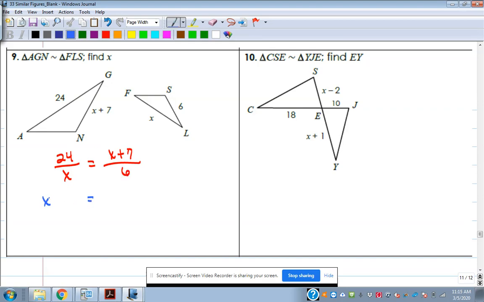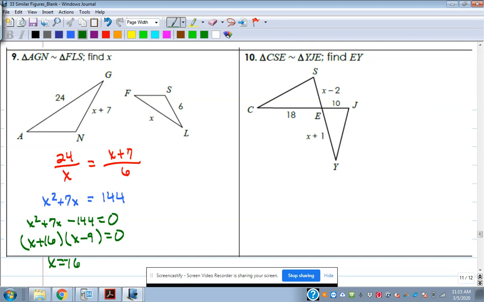So x squared plus 7x, 24 times 6, 144. Good news, then you know how to factor. So the x plus 16, x minus 9, that's x equals negative 16, x equals 9.